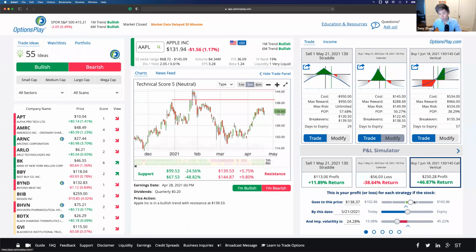If it starts to move substantially higher, I'll see a loss. If it starts to move substantially lower, I'll see a loss. I see my maximum return if it settles around 130. So that's how this strategy works here in terms of being able to understand a calendar spread, understand a diagonal spread, and using OptionsPlay to set these up and understand each one of these strategies.